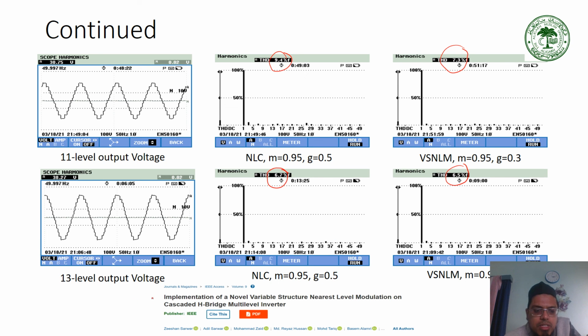This work appears in Implementation of Novel Variable Structure Nearest Level Modulation Scheme in Cascaded H-Bridge Multilevel Inverter, which appeared in IEEE Access. Okay, so I hope this is a better scheme to be used as a modulation scheme in a multilevel inverter, and so that's all. Thank you for watching.